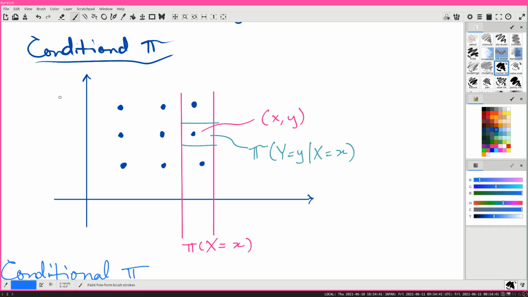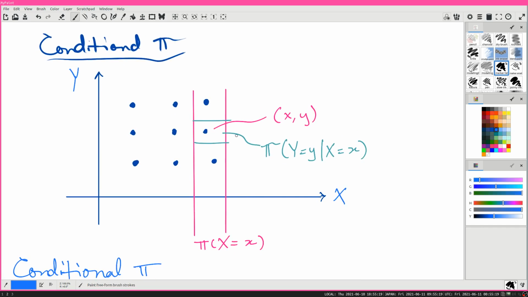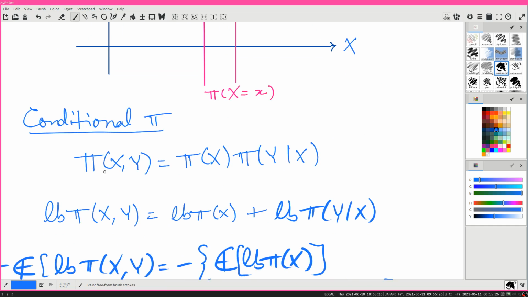Anyway, I want to remind you about this thing called conditional probability. Here I meant to write this is x and this is y, and these are discrete random variables. So these are some points, and within this pink region, this is the probability that X is equal to x, and inside this little green region, this is the probability that Y is equal to y, given that X is equal to x. The product of these two is the probability of x comma y. It's just the probability of the logical conjunction, which is always the product of the two. So the probability of x comma y is the probability of x times the probability of y given x.